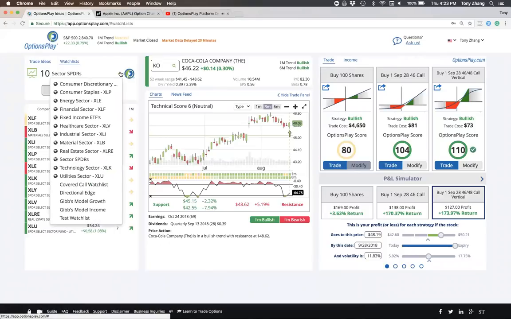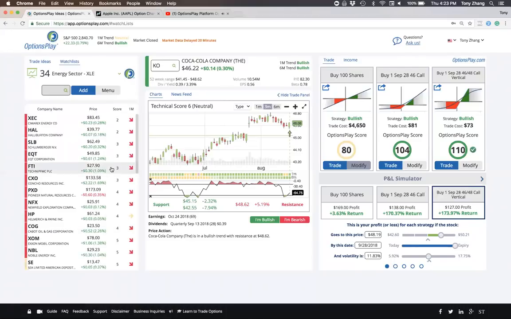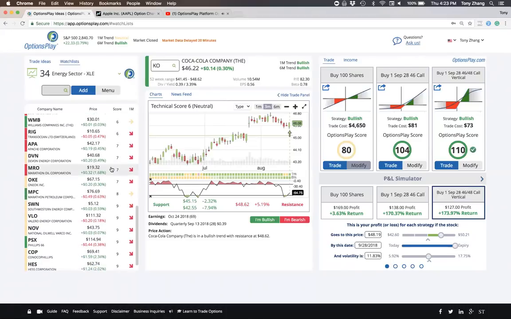And we also have pre-built watch lists for you for the individual sectors. So if you want to drill down into an individual sector and look at the stocks within that sector, you can quickly do that.